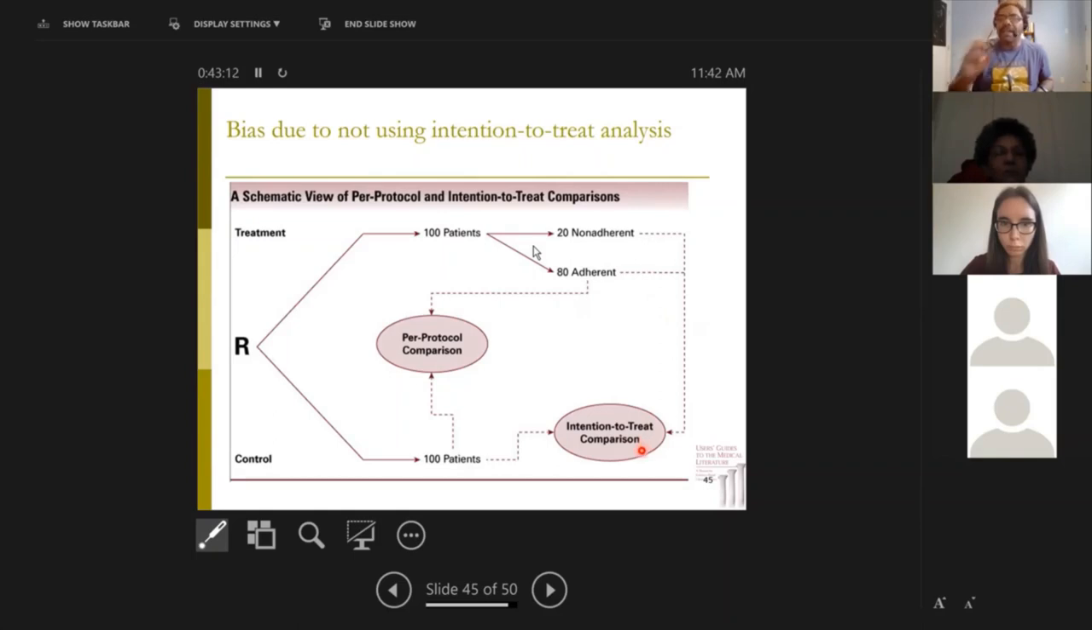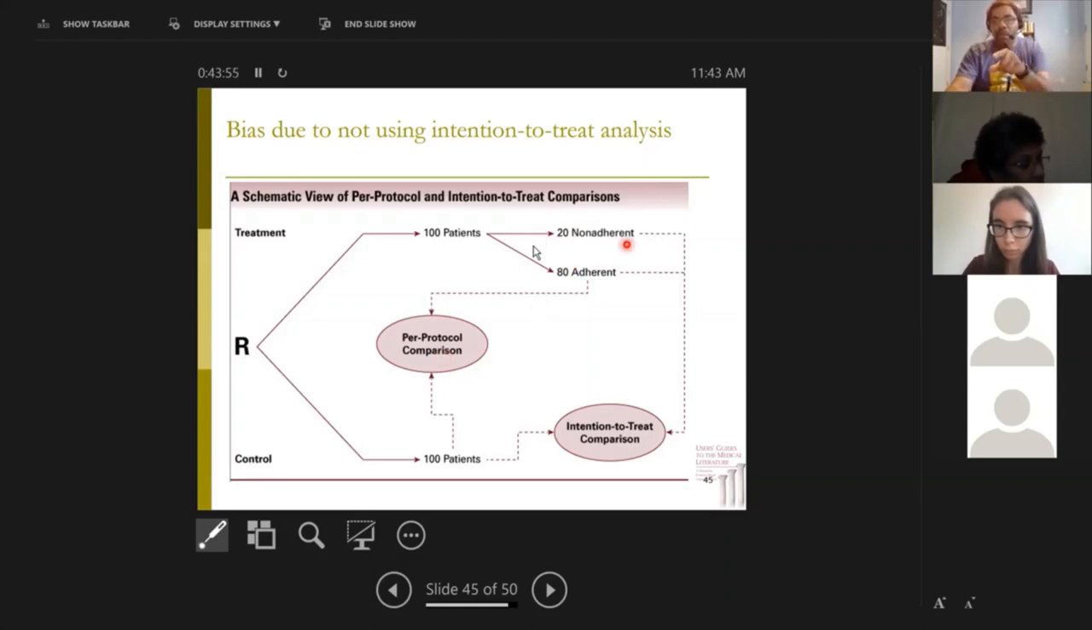If you compared the 100 placebo to everybody who was originally assigned to the treatment group, that analysis is called intention to treat, because you intended them to be in the treatment arm. Once they are assigned to the treatment arm, no matter what they did or didn't do, you still analyze them as if they got the treatment. The intention to treat comparison, by and large, is a more conservative and less biased approach to analysis. If you compare the 80 adherent people alone to the 100 control participants, then what you would have done is a per protocol analysis. Per protocol analysis generally will be biased towards the study intervention.